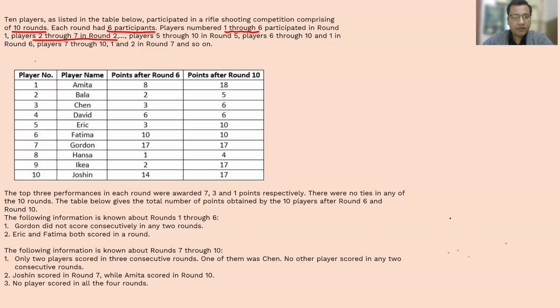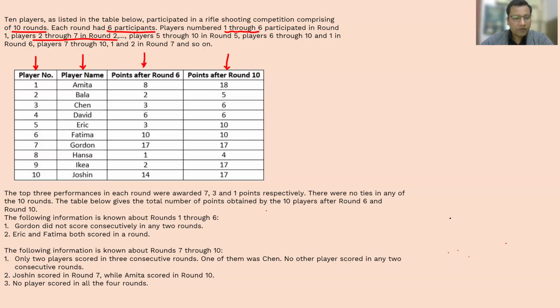If you see the table, the first column is for the player number, the second column is for the player name, the third column is again a very important column which shows the total points obtained by these players in the first 6 rounds. That means the total points in round 1 plus round 2 plus 3 plus 4 plus 5 and 6. Similarly, the last column is the sum of points for all the rounds, that means from round 1 to round 10.